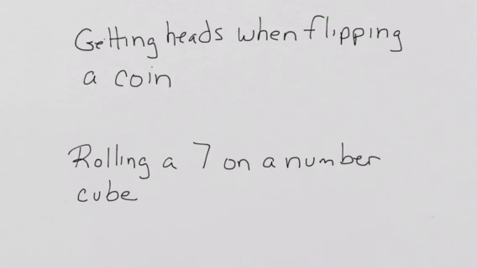So, what is the likelihood of getting heads when flipping a coin? Well, it's 50%, so it's equally likely. It could happen, it may not, but it's equally likely to happen. How about rolling a 7 on a number cube? Well, like I just mentioned seconds ago, that's impossible. It's not going to happen. There's only the numbers 1 to 6 on a number cube.